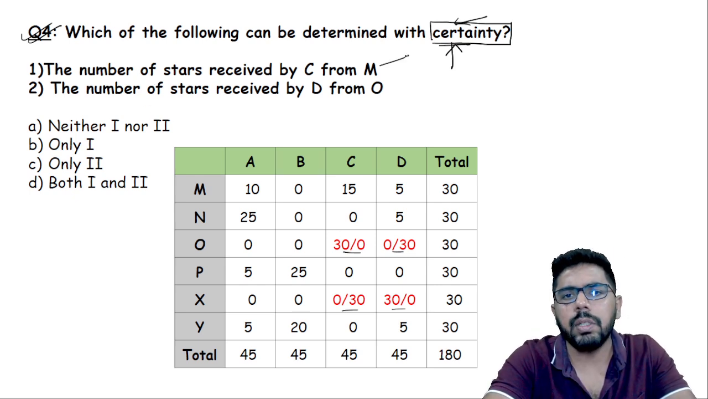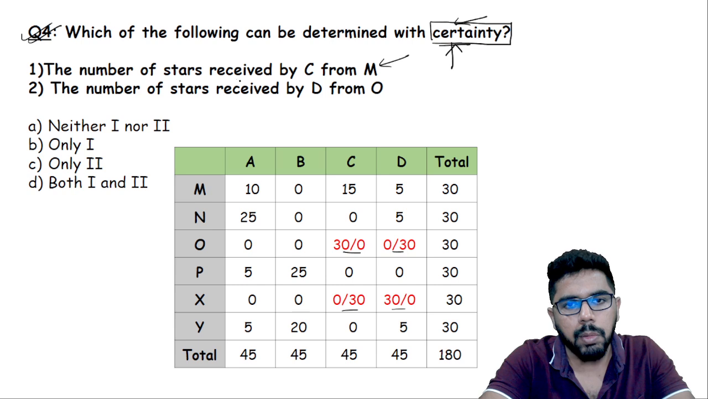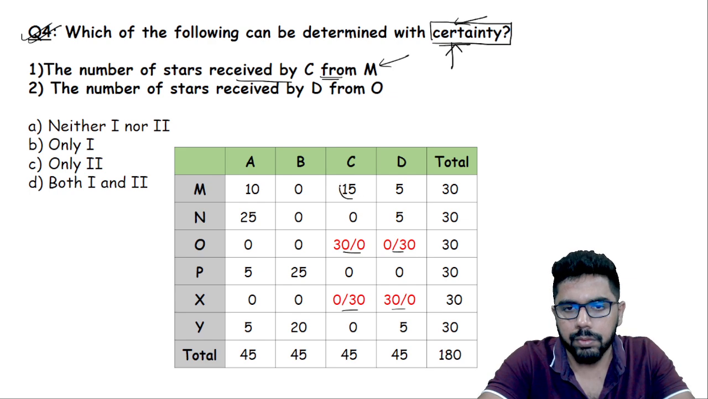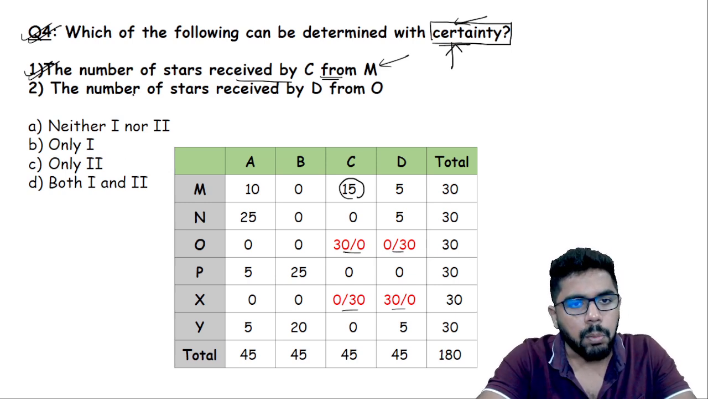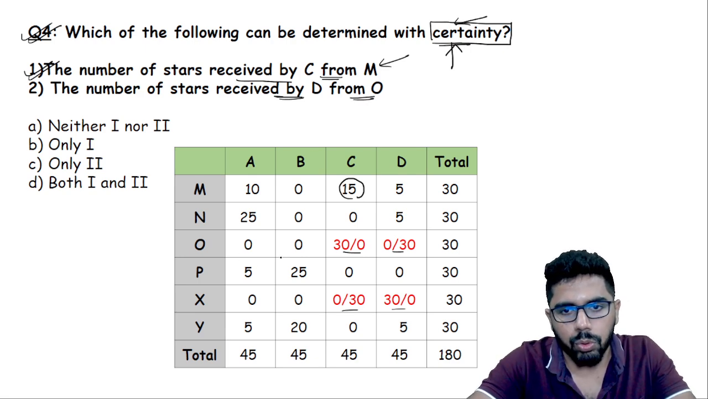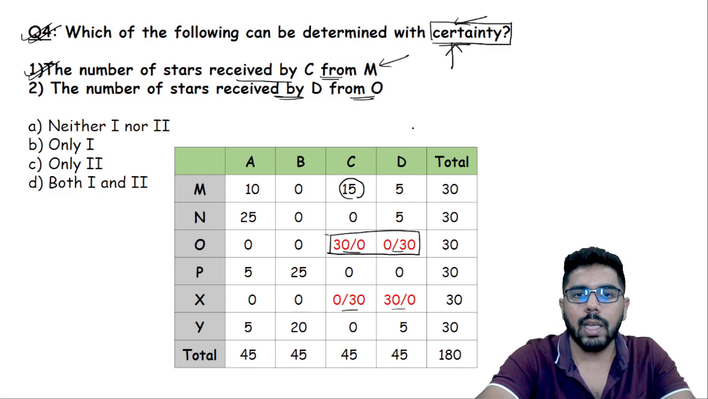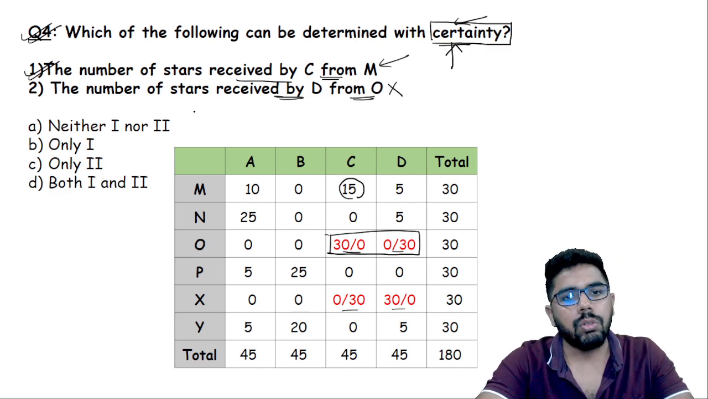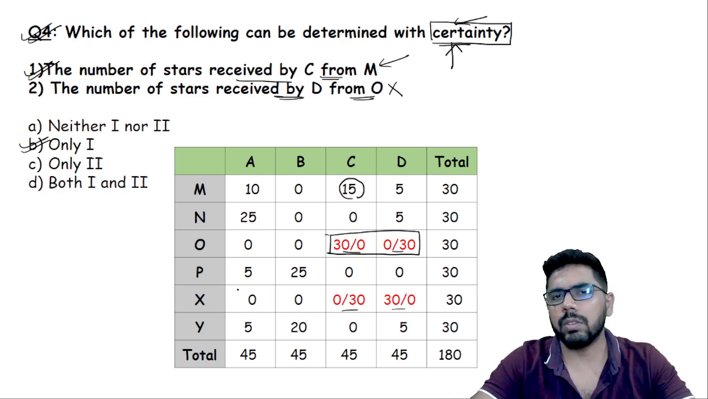So is statement 1 something that we can conclude with certainty? The number of stars received by C from M. How many stars did C receive from M? 15 stars. Yes, this can be determined with certainty. Number of stars received by D from O. D from O, that's what we don't know. It can either be 0 or 30. Can we determine this with certainty? No. So how many of the statements can be determined? Only one. Option B.